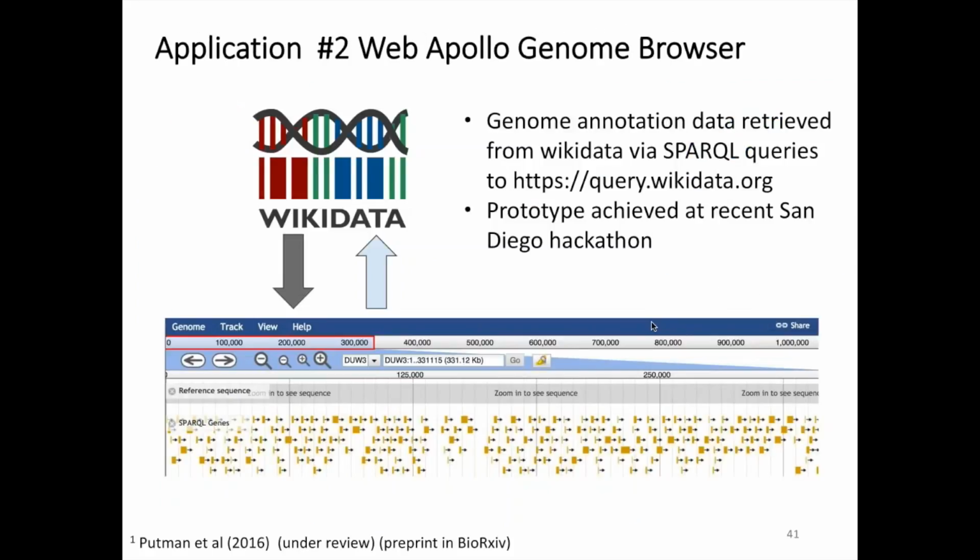So the second application, as I said, I want to really emphasize that Wikidata is about enabling application building beyond Wikipedia. And so this is the second thing that we've built within the lab. Tim Putman within our group has worked with people from the Web Apollo genome browser development team to make it possible to show gene annotation data from Wikidata in the context of their browser. And so basically what happens, they launch the browser and they're able to use the query endpoint at Wikidata to get annotations that can be shown in it.